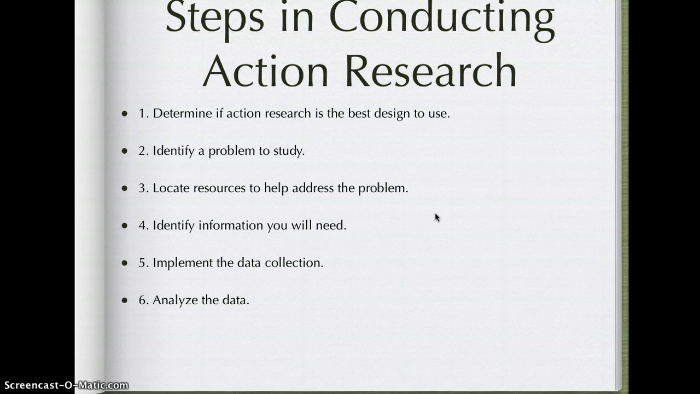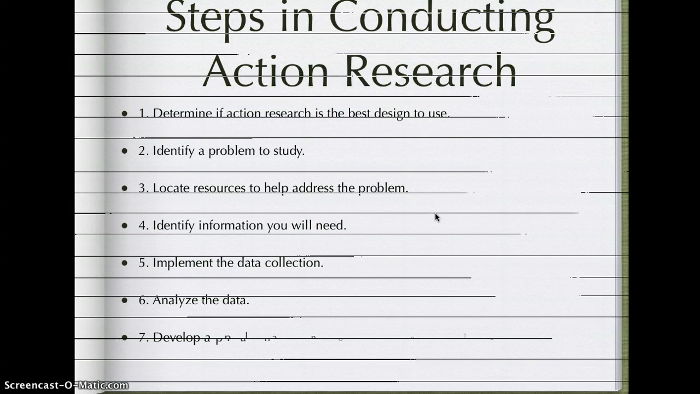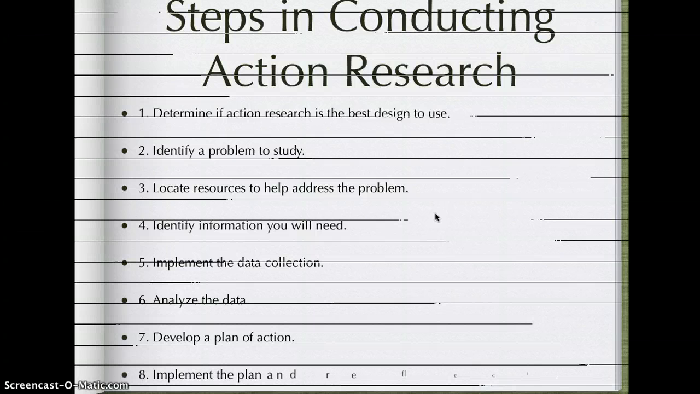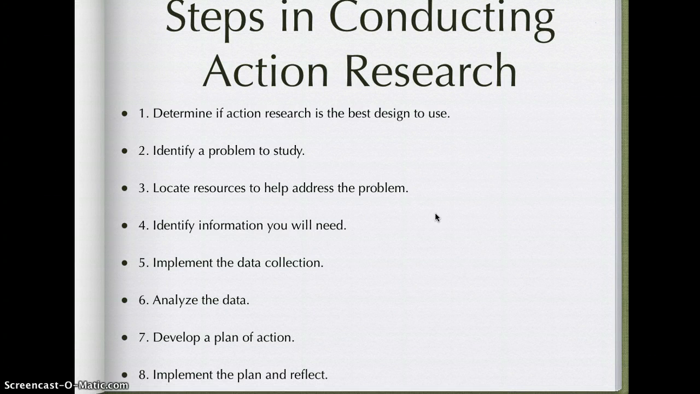And then number 6 is to analyze the data. Of course, after data is collected, it must be analyzed, and it needs to be analyzed in a very unbiased way, and a way to represent the question or problem of study. And then after the data has been analyzed, a plan of action needs to be taken, because of course in action research, action is primary, so a plan needs to be made of how the action will be implemented into the classroom. And number 8 is to implement the plan, and also of course reflect on the implementation. Did it work? Was it effective?